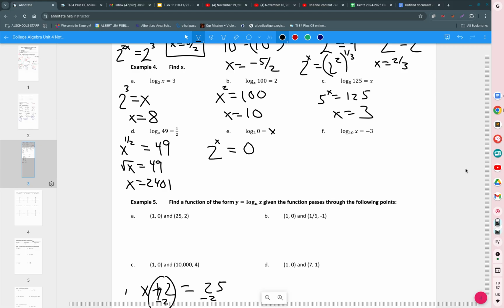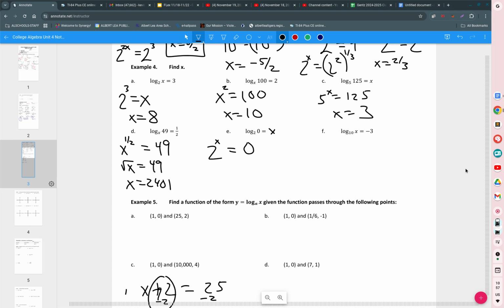So 2 to the 0 is 1. How about 2 to the negative 1? A half. 2 to the negative 2? A fourth. 2 to the negative 3? An eighth. Are we going to get to 0? I don't think so. Does the factor just keep getting smaller?